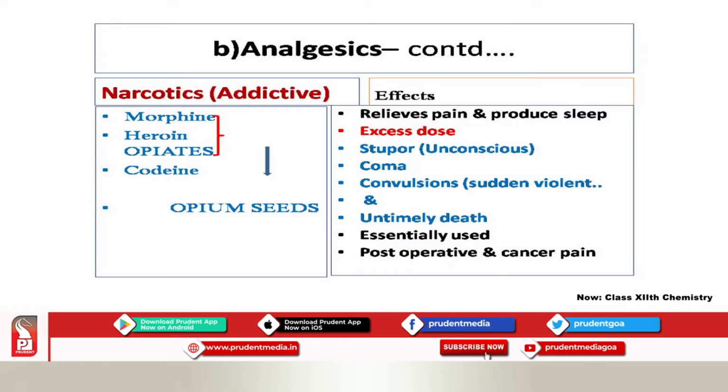But an excess dose of these narcotics produces stupor, that is unconsciousness, the person can go into coma, convulsions, sudden violent epilepsy-like symptoms, and it can also produce untimely death. Sometimes they are used in post-operative treatment or cancer pain.